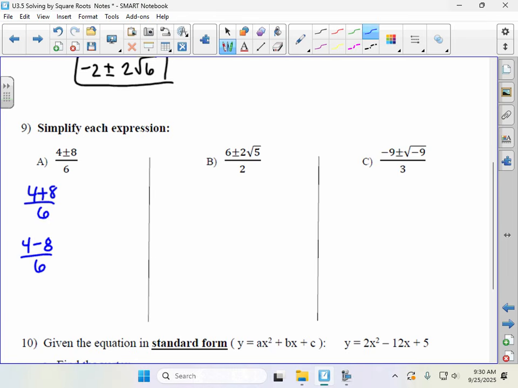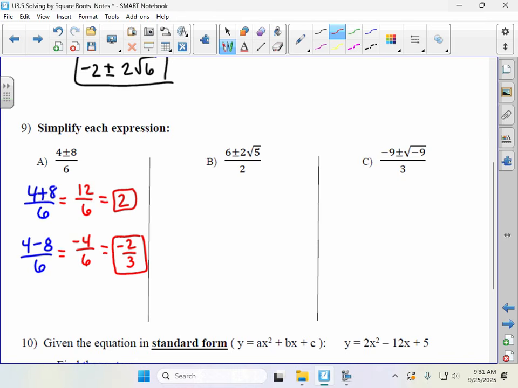We can do order of operations, which means you have to add or subtract on top first and then divide by 6. So 4 plus 8, that's going to be 12 over 6, and that'll simplify down to 2. And then 4 minus 8 is negative 4 divided by 6, and we can simplify that fraction, so that's going to be negative 2/3. So that's what this simplifies down to, positive 2 and negative 2/3.